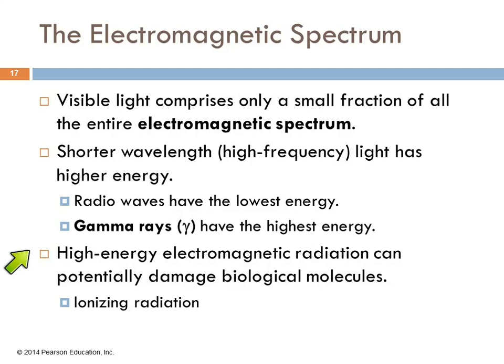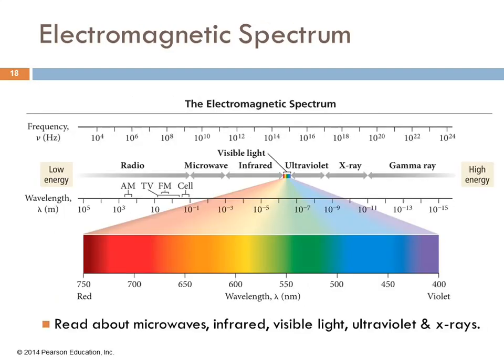Very high energy electromagnetic radiation can cause a lot of damage. It can damage biological molecules. It can kill you. And it's ionizing radiation. What it does is it creates ions out of some of your atoms, and this is not a good thing. It causes all kinds of bad things to happen.